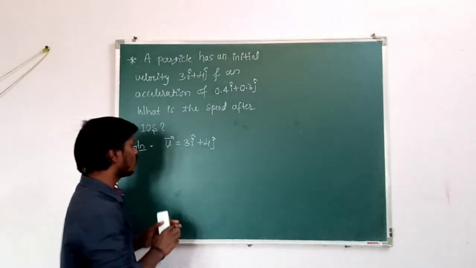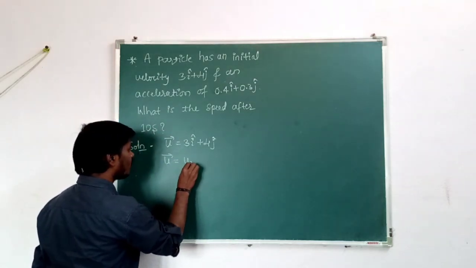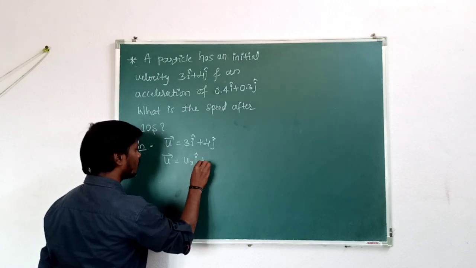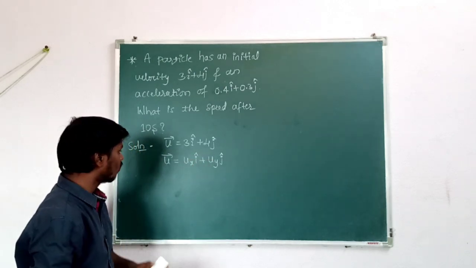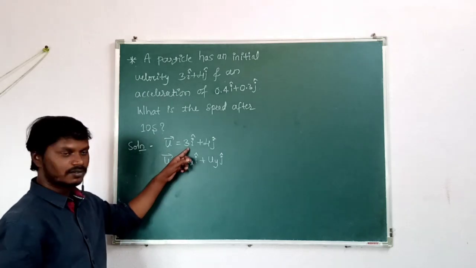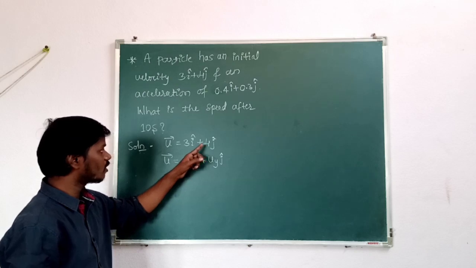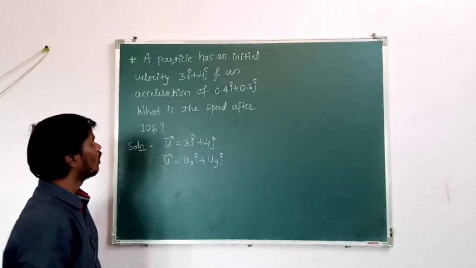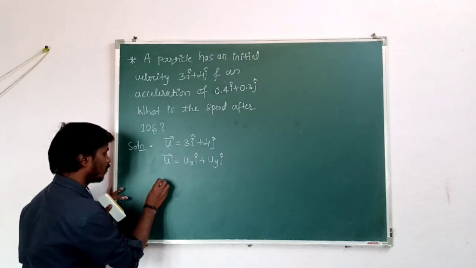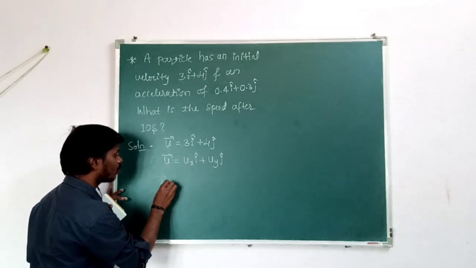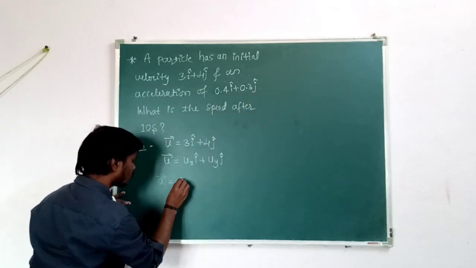Okay, then vector u is equal to uxi plus uyj. Then the x component of initial velocity vector is 3 and the y component of initial velocity vector is 4, and the acceleration of the particle is given, that is vector a is equal to 0.4i plus 0.3j.